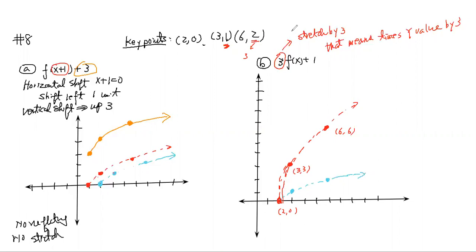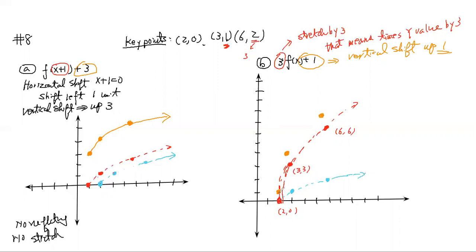Okay, and then the last one here, I say, hey, add 1, right? So this is the vertical shift. What type of shift? Up 1, right? I go up 1. Okay, so let's take a look. This one here is (2, 0). Now I go up 1, it's (2, 1). This one is (3, 3). Now I go up 1, it's (3, 4). This one is (6, 6). Now I go up 1, it's (6, 7). And that is all my transformation.